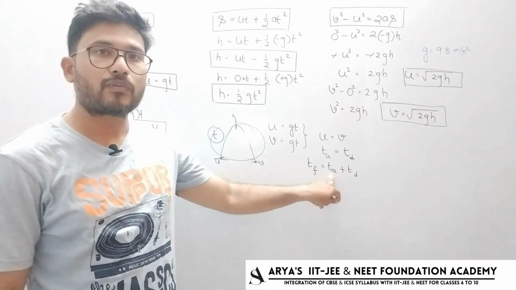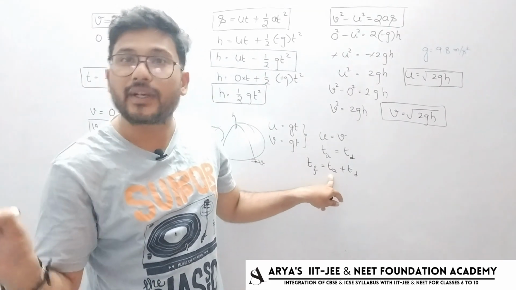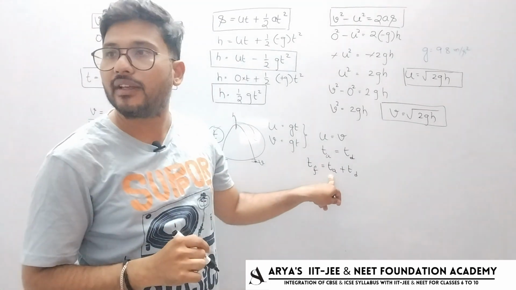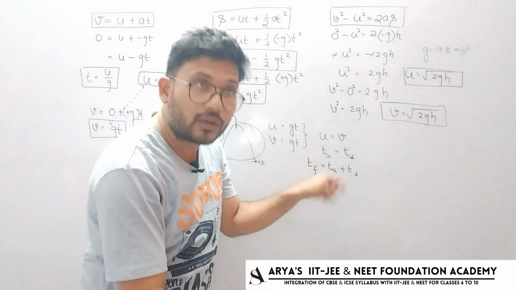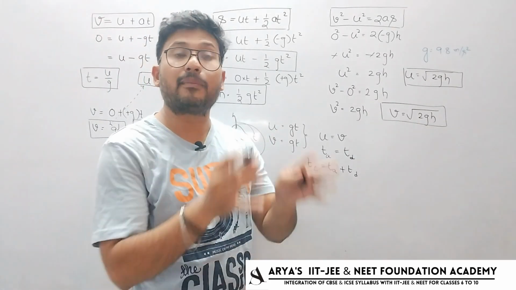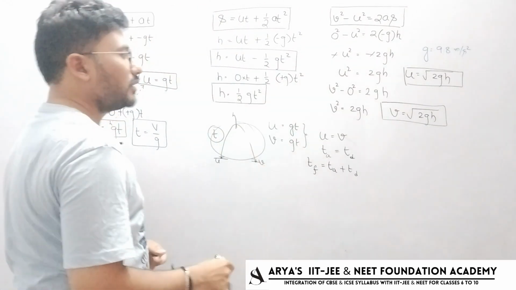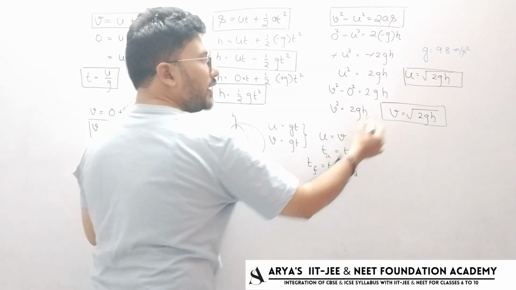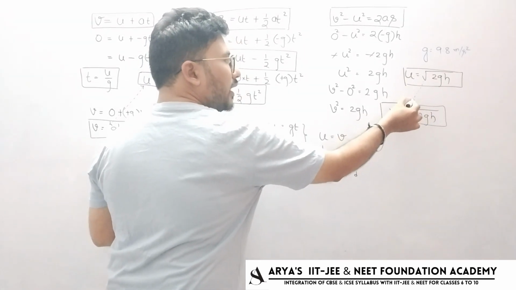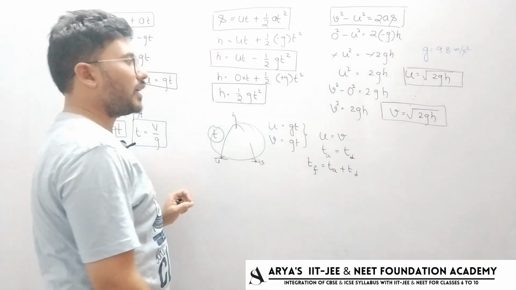What is time of ascent? That's TA, time taken to reach maximum height from the ground. What is TD? Time taken to reach ground from height. What is time of flight? Total time taken by the body to remain in air. Okay, right. Next, same conclusion you can tell. U is equal to V. From this, what is U value? What is V value? From this we can tell U value is V. Both are same. Okay, right.